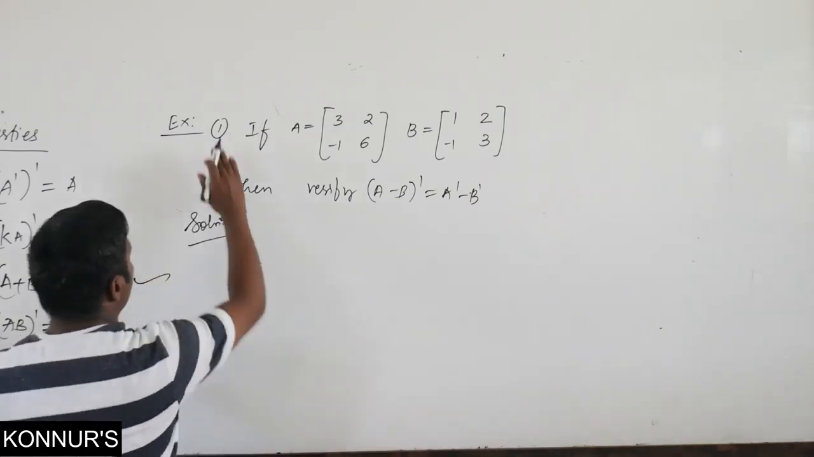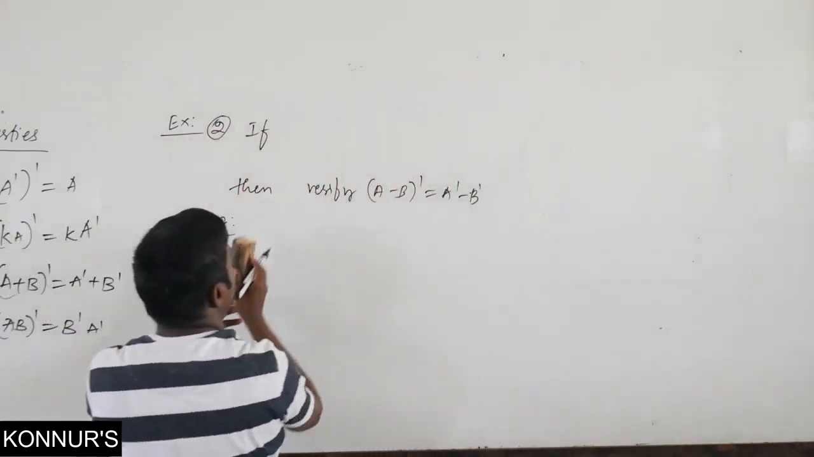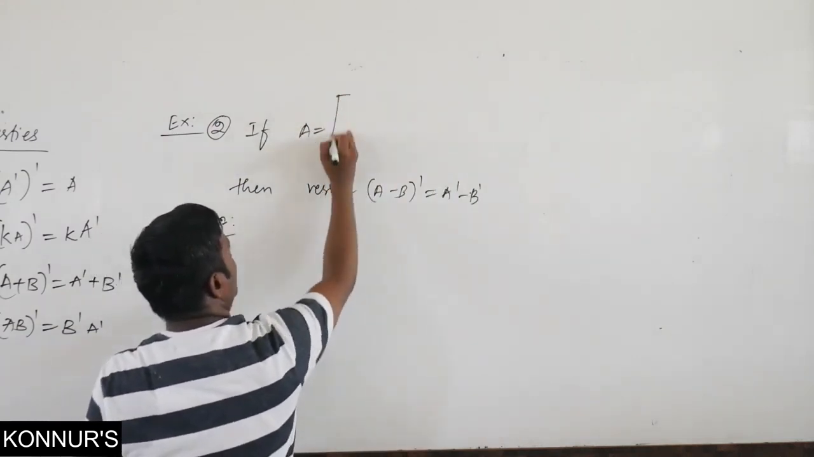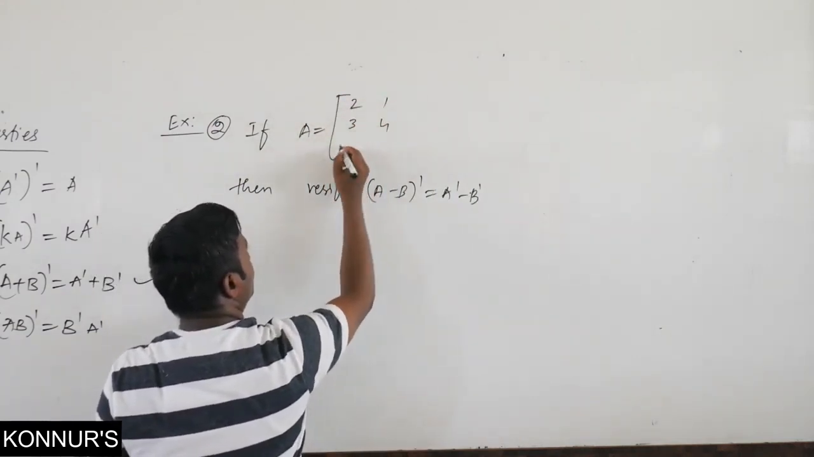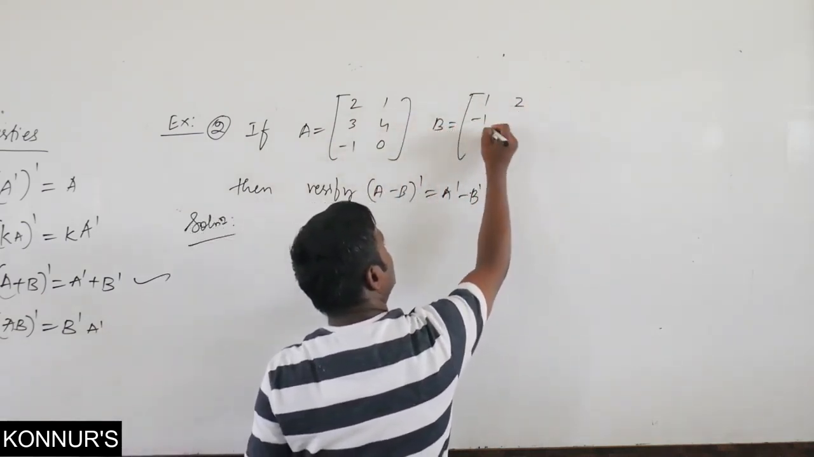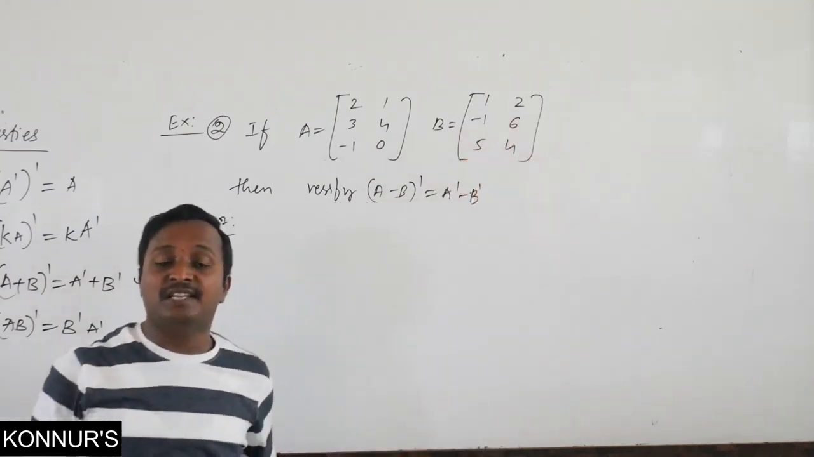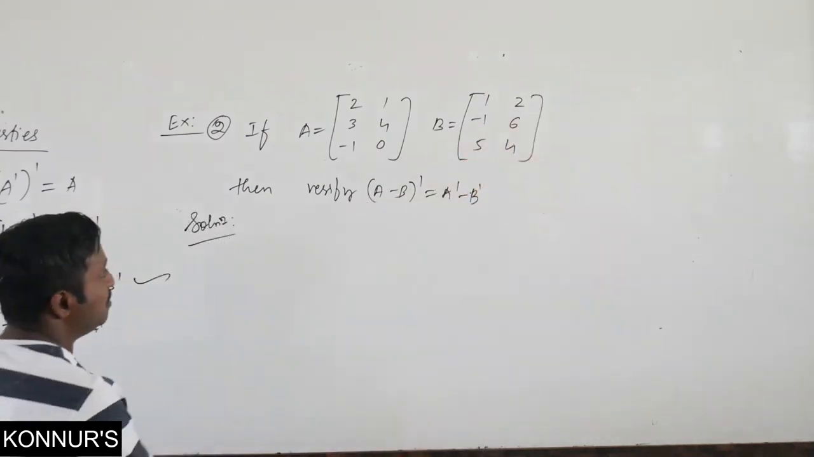If you want to change the question, you can. Yes, you can change. Matrix addition, but difference is also possible. I will take A as 2, 1, 3, 4, minus 1, 0, and B matrix as 1, 2, minus 1, 6, 5, 4. The order must be the same for matrix addition and subtraction. That's why I am changing the question.